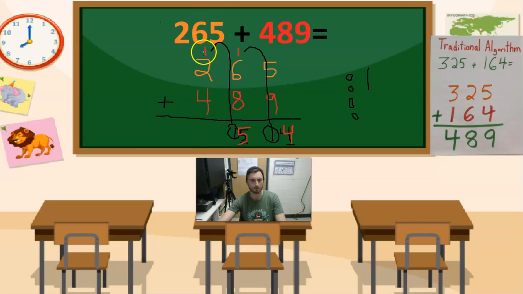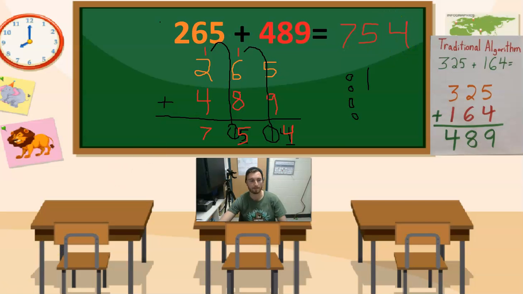Now we're looking at the hundreds here. We have got 100 plus 200 plus 400. How many hundreds do we have altogether? That's right. 1 plus 2 is 300, and 300 plus 400 is 400, 500, 600, 700. So our final answer is going to be 754.